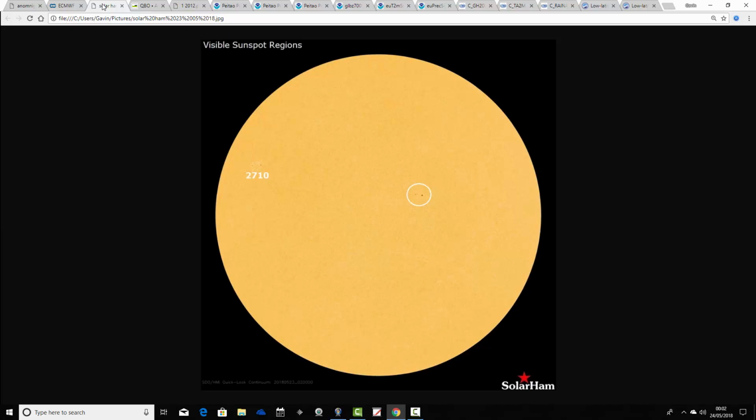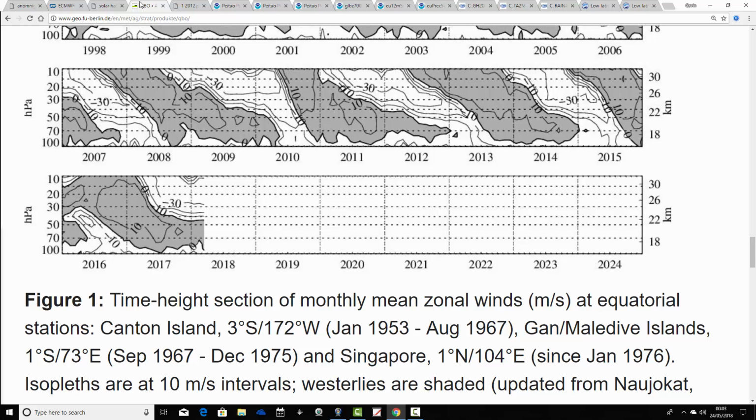This is the solar disk, our side of the disk today, from solarham.net, and we've got low levels of solar activity. We are very close now to solar minimum, so I'm sure we'll be having a look, probably through reanalysis and analogs. I'm sure we'll be having a look at what these autumns are like when we are virtually knocking on the door of solar minimum.